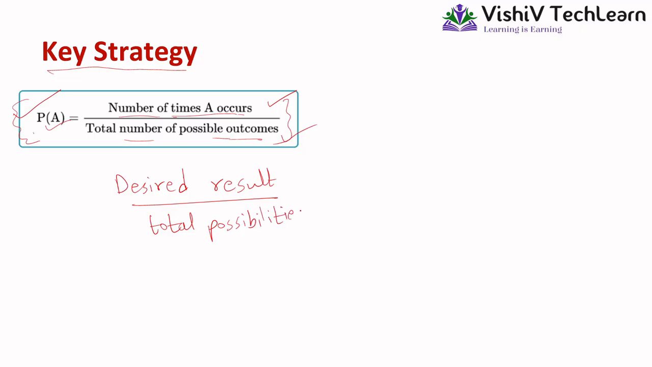And by comparing this we get a fraction, and this fraction is always between 0 and 1. This is nothing but the basic of this formula. So basically we are comparing the desired result with total possibilities.